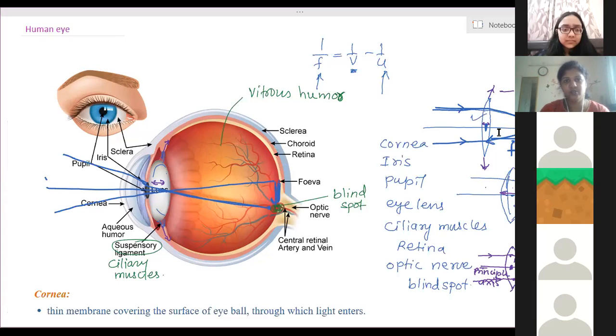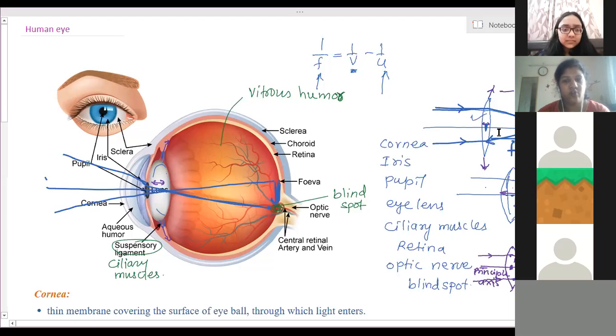And if you want to see nearby objects, when you want to read and write, when you are looking right now at your mobile or laptop, these distances are very small. These letters are very close to you. So to see these objects clearly, the focal length of the lens should be reduced. It should come very close. For this, the thickness of the lens should increase. The lens should become more bulged.